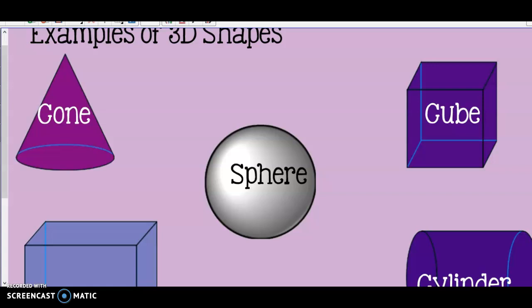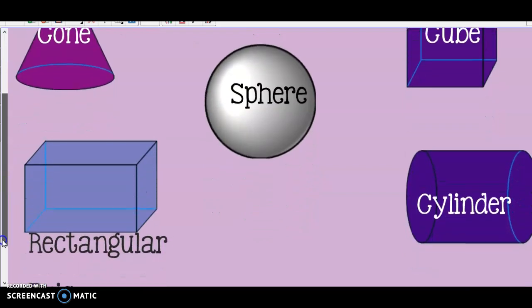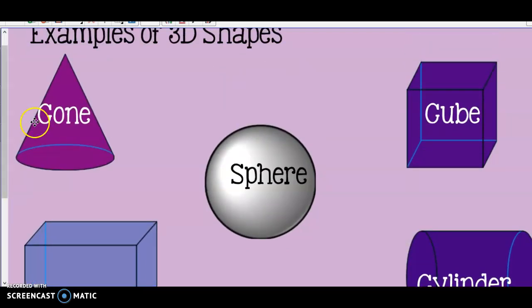So for your lesson today, I want you to go on a scavenger hunt and find these objects in your home. Find these 3D shapes in your home. The cone, the sphere, the cube, the rectangular prism, and the cylinder.